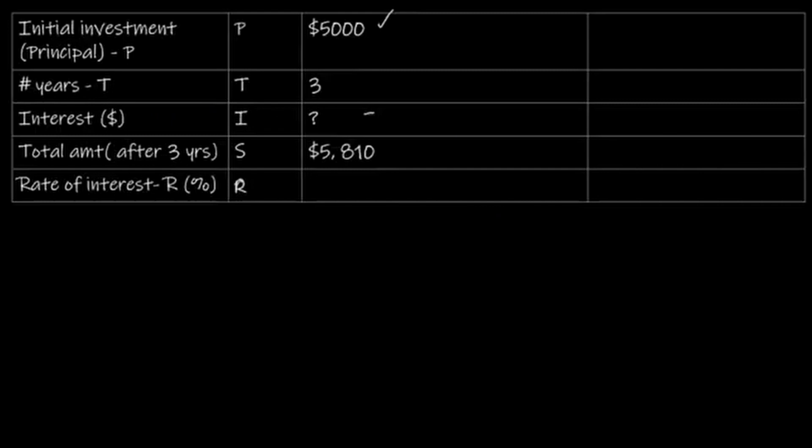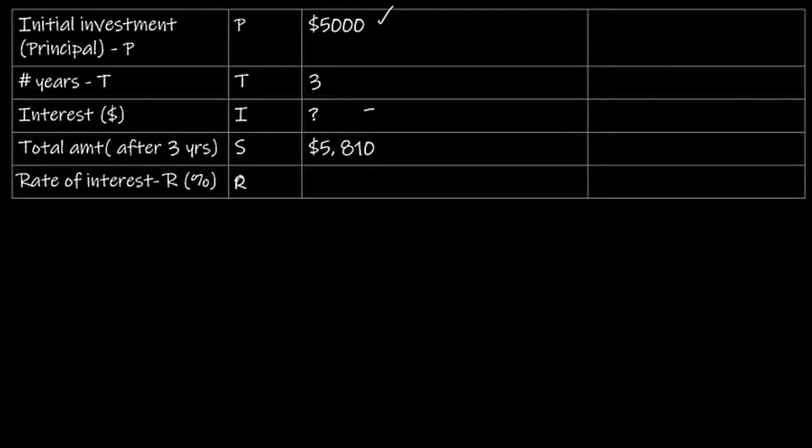So let's now go down to part C of question 1, and here we have an investor investing $5,000 for 3 years. And after 3 years, he receives a total amount of $5,810. So the first part of the question is asking you to identify his interest. That would be 5,810 minus what he started with, which is 5,000. So his interest would be $810.